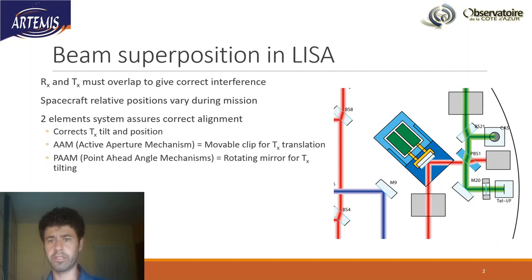This two-element mechanism is composed of an active aperture mechanism, which is a movable clip that will allow TX beam translation, coupled with a point ahead angle mechanism, which is a rotating mirror which will be responsible for TX tilting.